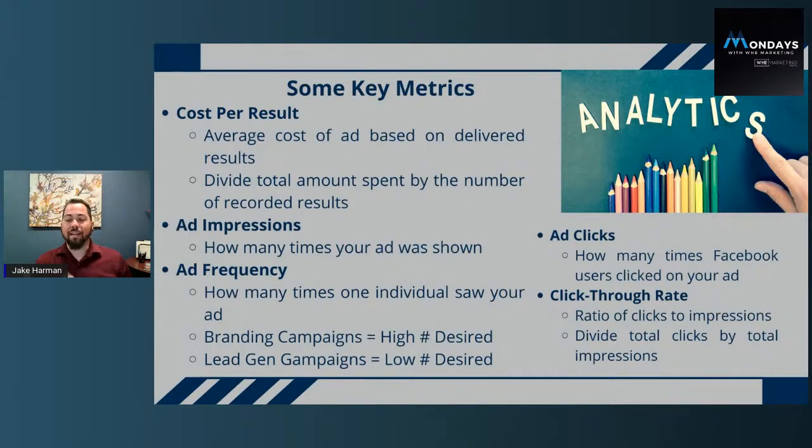All right. Ad clicks. Pretty self-explanatory. This is just how many times Facebook users clicked on your ads. Your click-through rate has to do with impressions and your ad clicks. This is the ratio of clicks to impressions. You take the total number of clicks and divide it by the impressions. So if you have 100 impressions of your ad and you got 5 clicks on the ad, that's a 5% click-through rate.